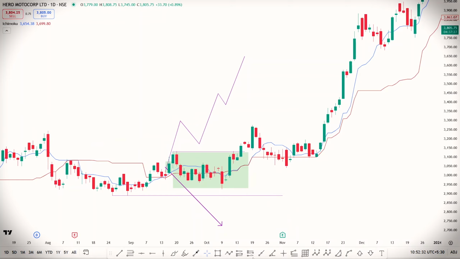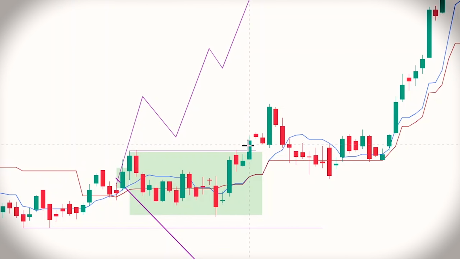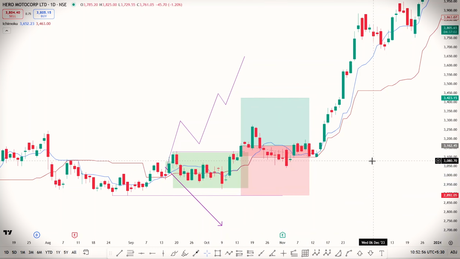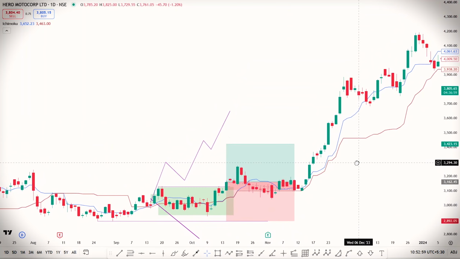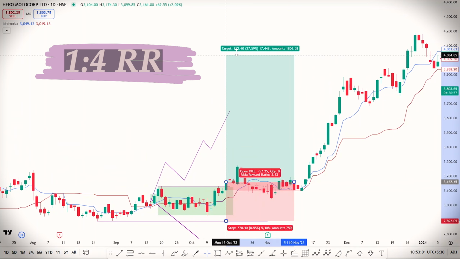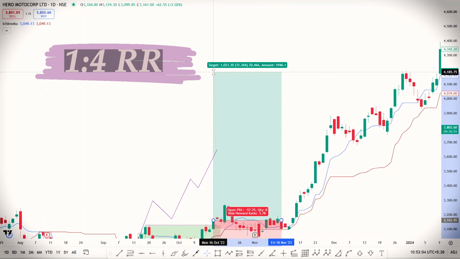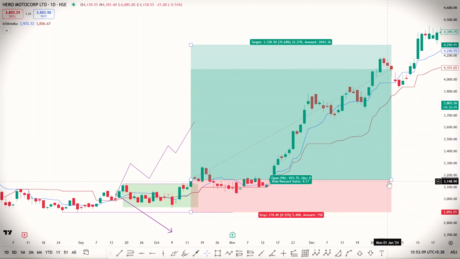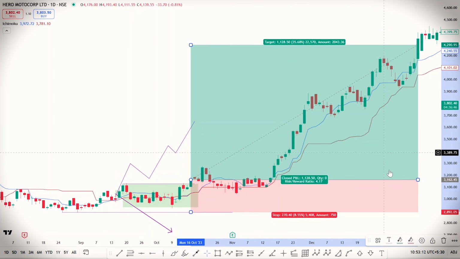Then where will we take our entry point? Exactly at the breakout candle of that accumulation. After 15 to 20 days, the price starts accumulating, and once the highest point of that accumulation gives a breakout, the candle should close above that level. There we'll take our entry and we keep the lowest point of that particular move as our stop loss. And always remember, risk and reward is 1:4. So we keep 1:4 as our reward, and as soon as it hits the 1:4 reward, we book our profit and come out of the stock. You can see here this stock exactly hit the 1:4 reward.